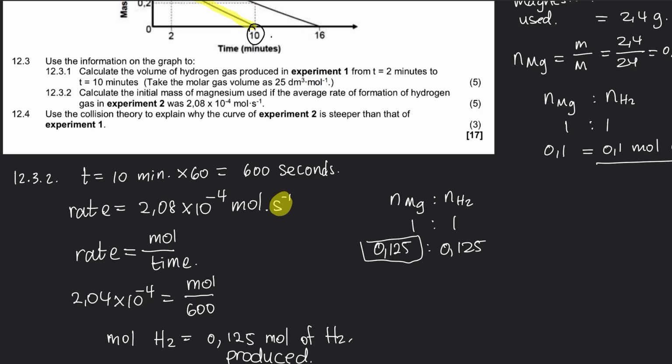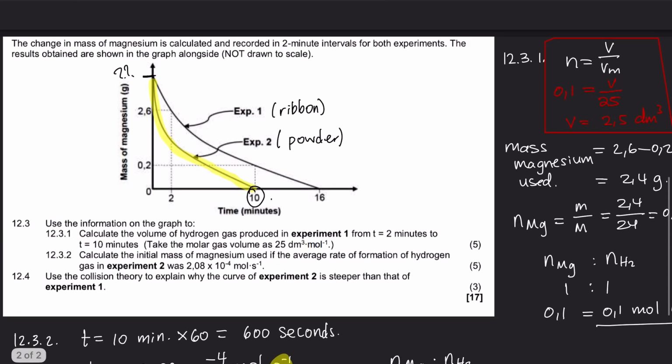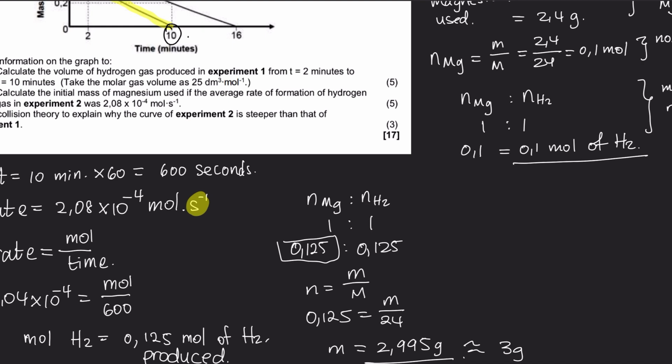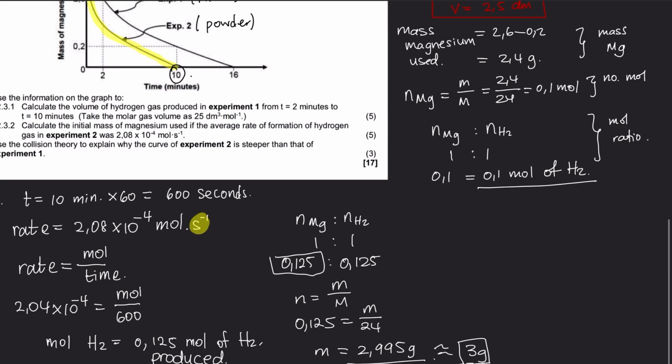Now that I know the moles of magnesium, I can then calculate the mass. So remember, number of moles equals mass divided by molar mass. 0,125 is equal to the mass divided by 24. And now if we cross multiply, we're going to get a mass that is 2,995 grams. And it's fine because remember, we expected a value that was greater than 2,6. So 2,995, you can basically round that to 3 grams. And that's fine. So again, not too difficult.